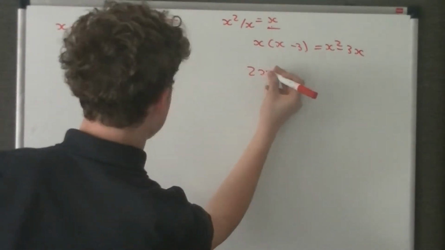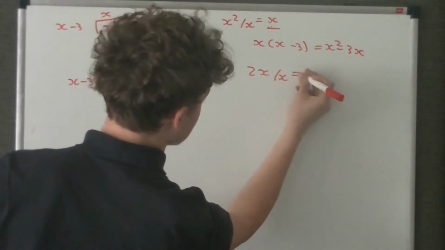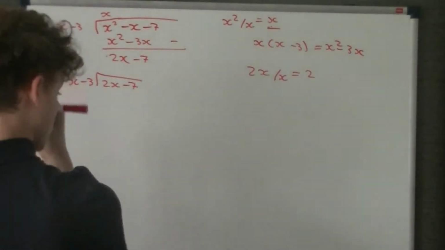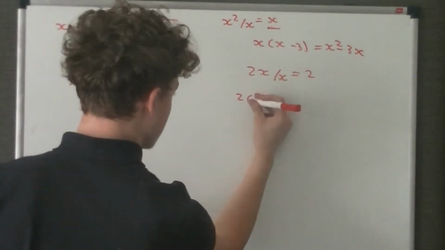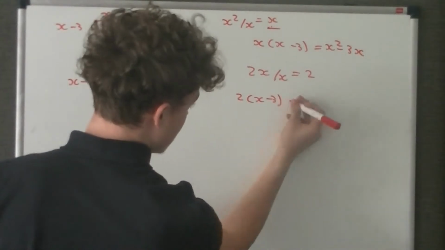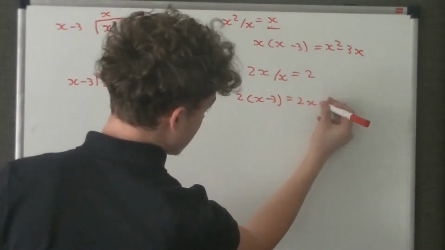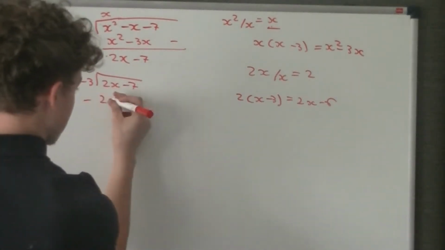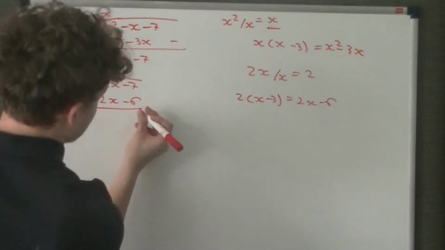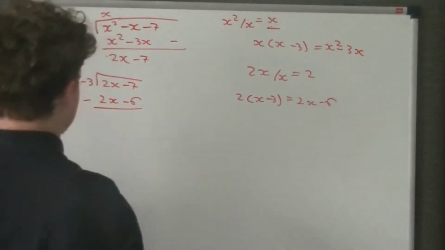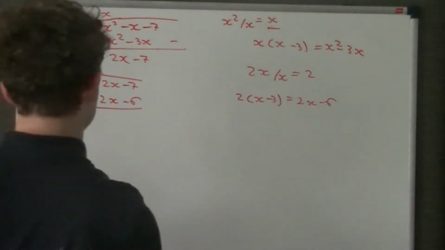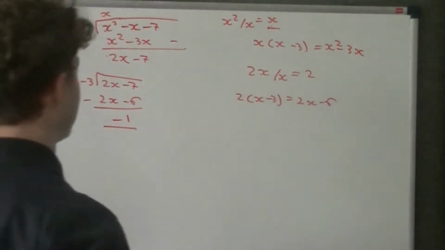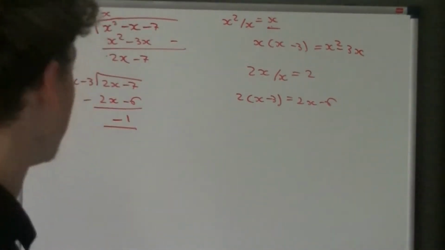2x over x gets us 2, the x's cancel out. We times this whole bracket by 2, 2 in brackets x take 3 equals 2x take 6. We take that away from 2x take 7. The x's cancel out, and take 7 take away take 6 gets you to minus 1. And that's your answer there, that's your remainder.